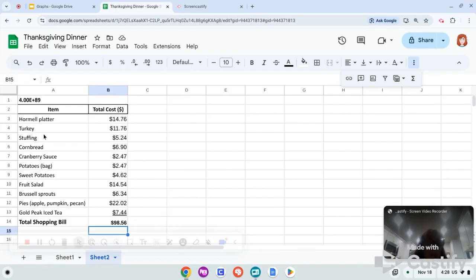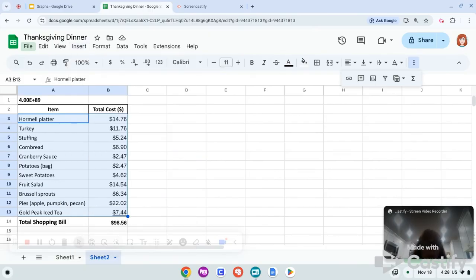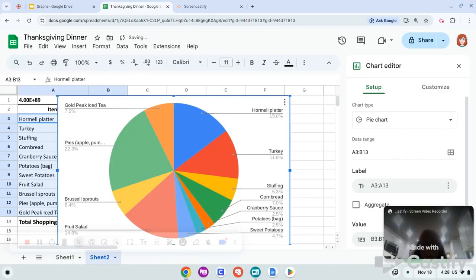So how we're going to do that is you're going to take A3 and you're going to drag over to B13. Okay, you're going to drag your mouse. I'll do it again. You're going to drag A3 down to B13. Then you're going to come up to Insert on the toolbar, Insert, Chart. Now, if it doesn't give you a pie chart, I'm not sure. Okay, it gave me a pie chart.